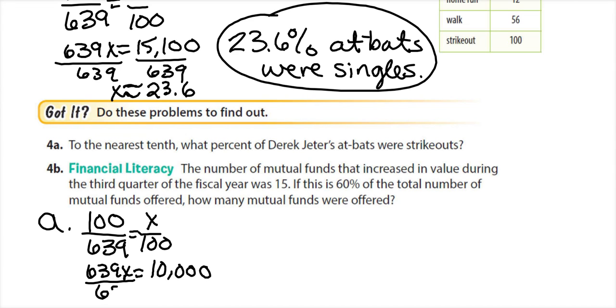We're going to divide by 639. And it's a percent anyway, so instead of running off the bottom there, I'll just rewrite the actual percent. So it looks like we have 15.6%.